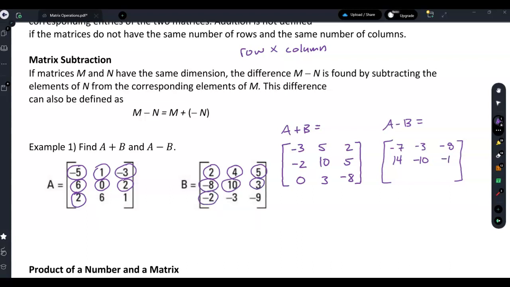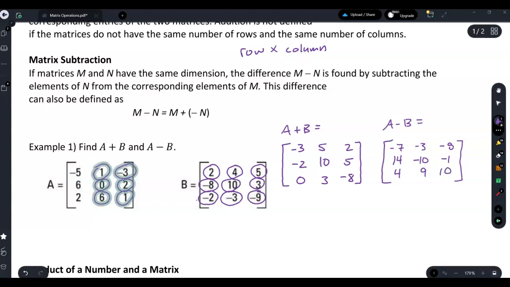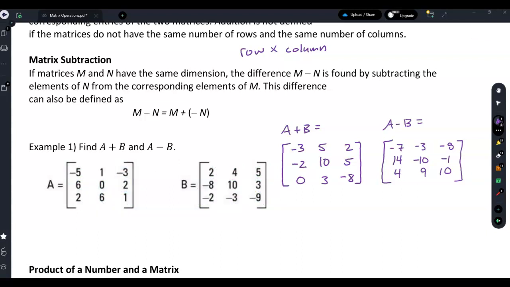2 minus a negative is the same as plus, so 2 plus 2 is 4. 6 minus a negative, same thing as plus, so 6 plus 3 is 9. And then same thing here, minus a negative is plus, so 1 plus 9 is 10. And there's my answers for addition and subtraction of these two matrices.